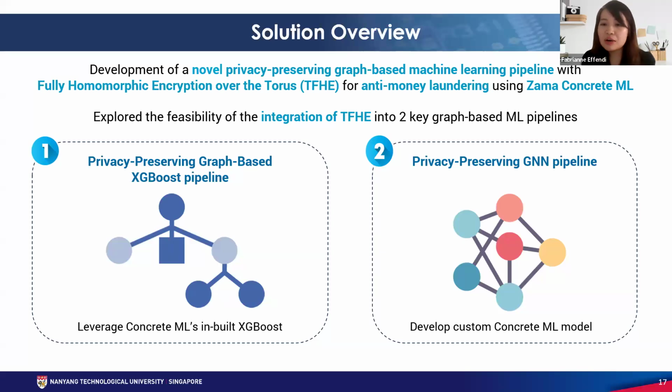So for this solution, we'll be delving into the integration of TFHE using Concrete ML with graph-based machine learning techniques. This is something that has not been done in the research space before. And this will be divided into two key pipelines. Firstly, the privacy-preserving graph-based XGBoost pipeline, and secondly, the privacy-preserving GNN pipeline. One is leveraging Concrete ML's inbuilt XGBoost, and the GNN pipeline will be developing a custom Concrete ML model.